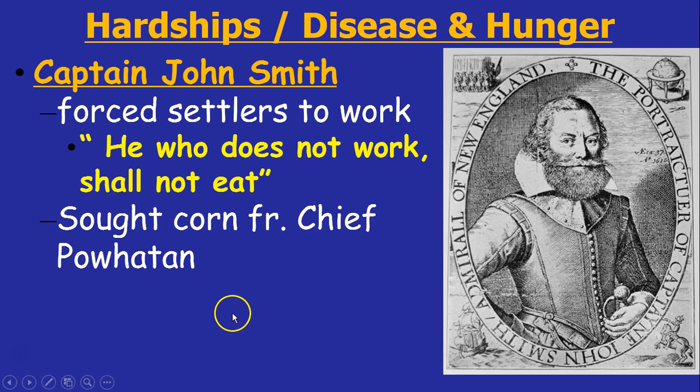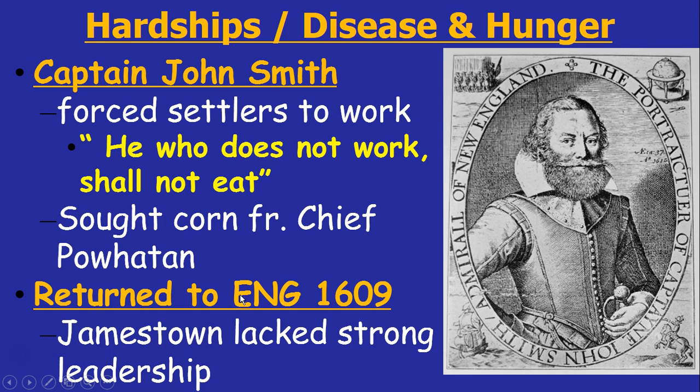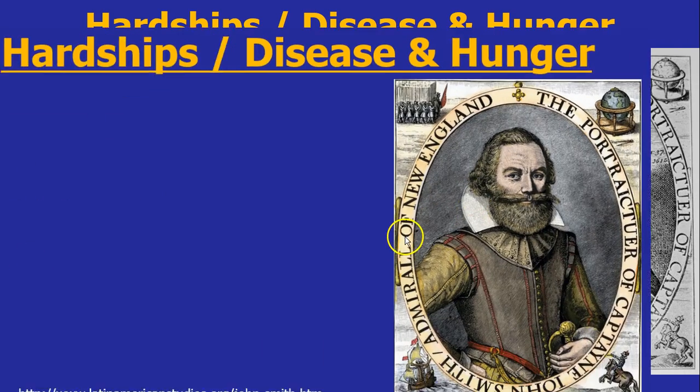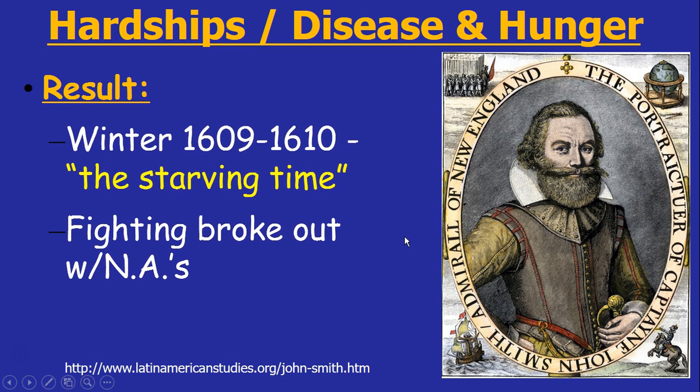He did seek positive relations with the Powhatan Confederacy, a set of tribes led by Chief Powhatan, to get food and to support themselves. But because of this pressure on Native Americans to support them, it was a scenario where there was really bad relations with Native Americans, and it wasn't good. He returns to England in 1609, and without his strong leadership, they kind of fall apart even further, and this leads to this next year being labeled the Starving Time, 1609 to 1610.